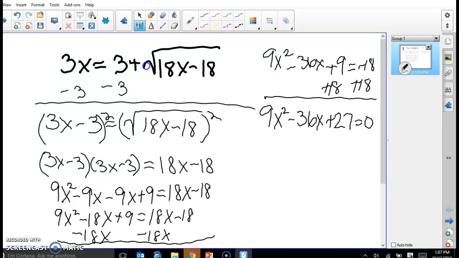Alright, so I have 9x squared minus 36x plus 27 equals 0. I got that nasty 9 in the front. I'm looking at the terms. Are they each divisible by 9? Yeah. Alright, so let's pull it out.